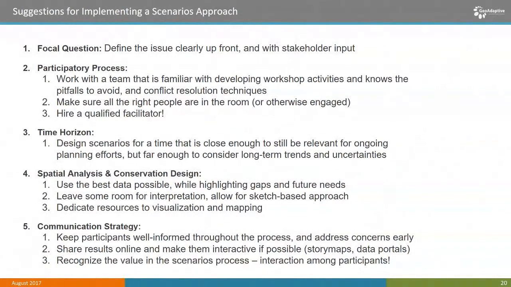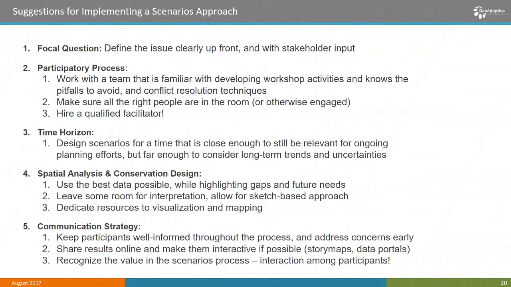And the participatory process itself, working with a team that is familiar with developing these different types of participatory activities, knowing how to avoid pitfalls and how to help resolve conflicts. There's sometimes people who get really upset in these workshops if their point of view isn't being well represented, or they feel like they're not having their suggestions incorporated into the scenario design. So there's different approaches to help deal with that.